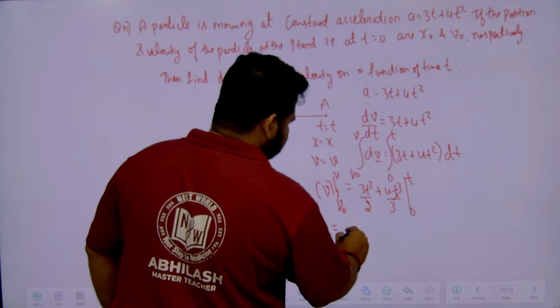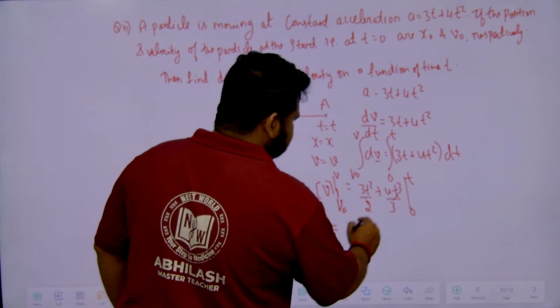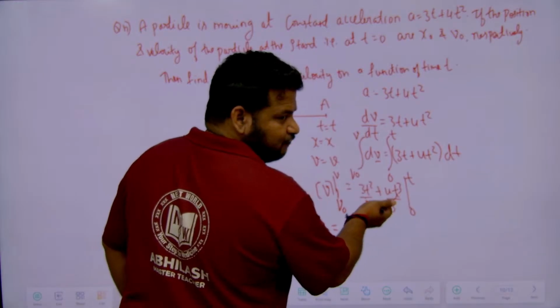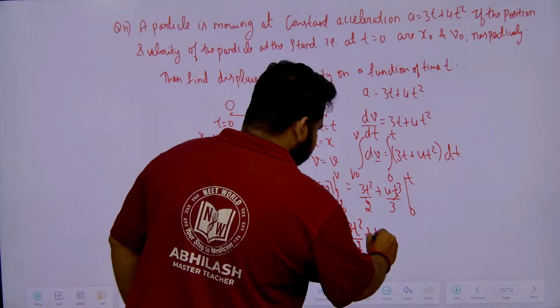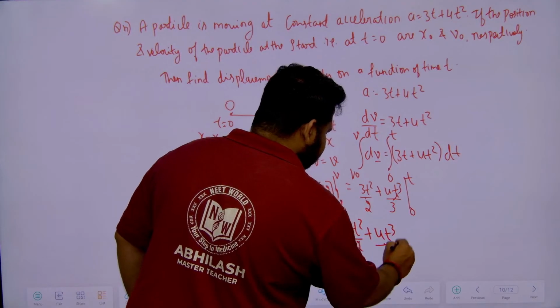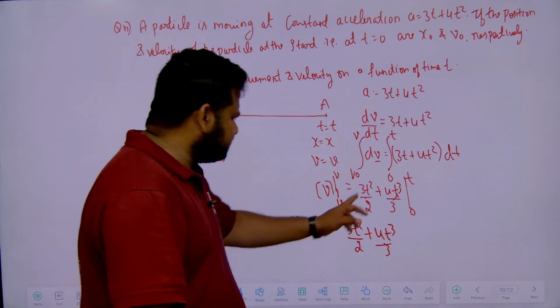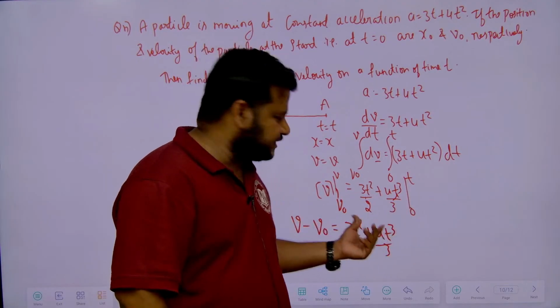V naught. This will become 3t square. So this will become t. I have to put the value of t only. So I will have 3t square by 2 minus 4t cube by 3. The lower limit is 0. If I put 0 here, everything will become 0 only. No need to put it. Keep it as it is.